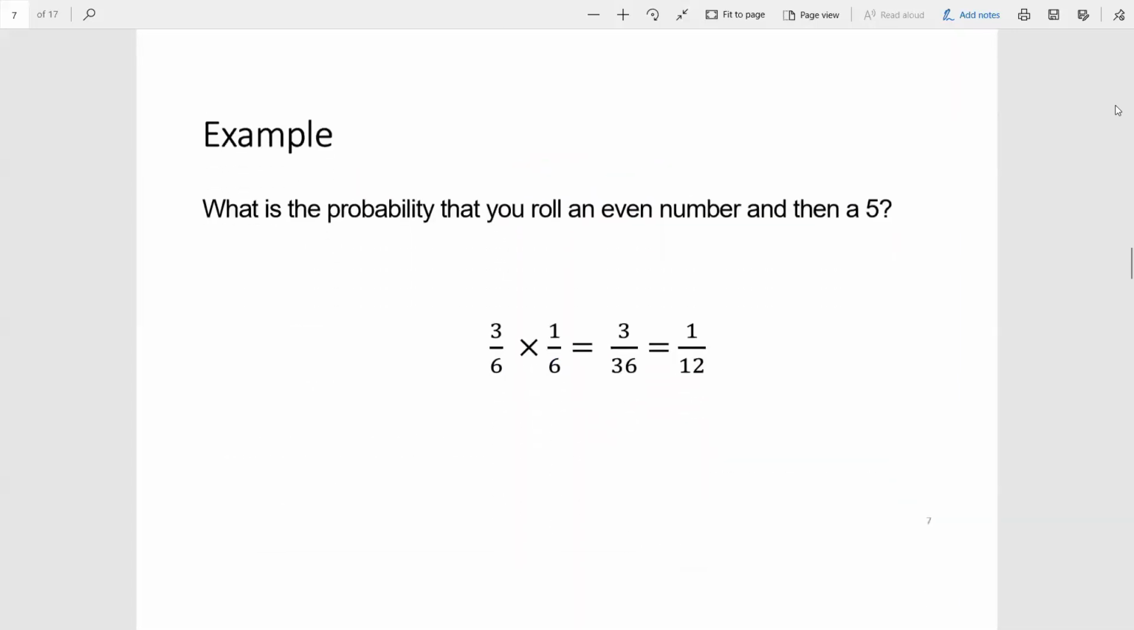What's the probability that you roll an even number and then a 5? Well, as you know, there are 3 even numbers on a die. So the probability of rolling an even number is 3/6. The probability of rolling a 5, there's only one 5 on the die, so that probability would be 1/6. So the probability would be the multiplication of these two, which would be 3/36, which is 1/12.